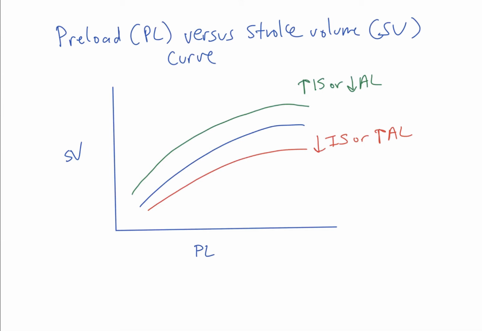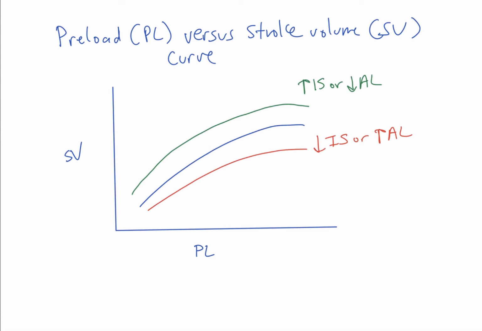I want to point your attention now to the green and red curves, which are shifts in the curve. Notice that for a given preload, the green curve is shifted so that at every single point you have a higher stroke volume for every preload value. That means the stroke volume is increasing, and that is going to be a result of either an increase in inotropic state or a decrease in afterload. Those are two possibilities that could explain this shift in the curve. In other words, if you increase inotropic state or decrease afterload, that promotes an increase in stroke volume.